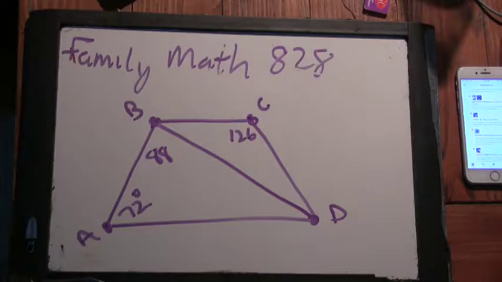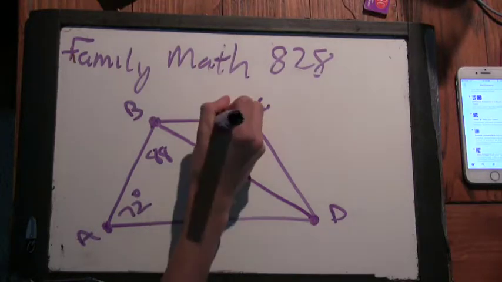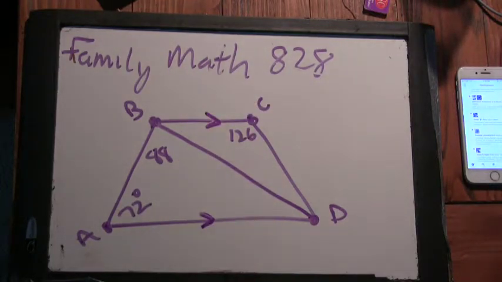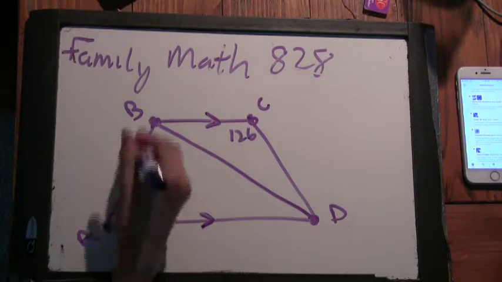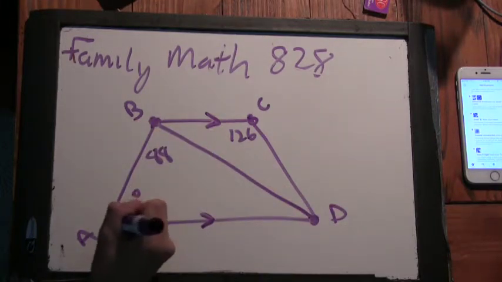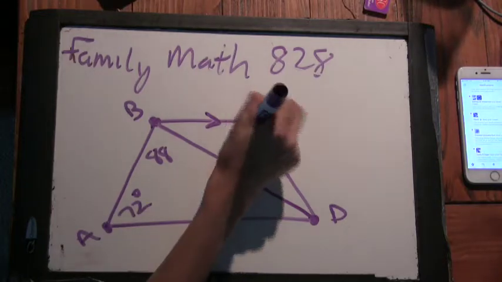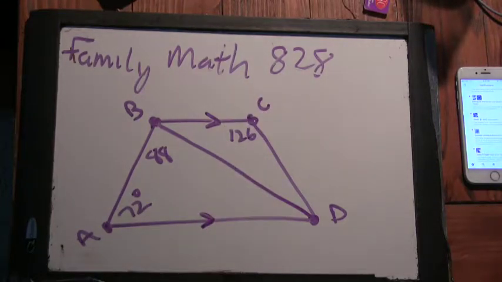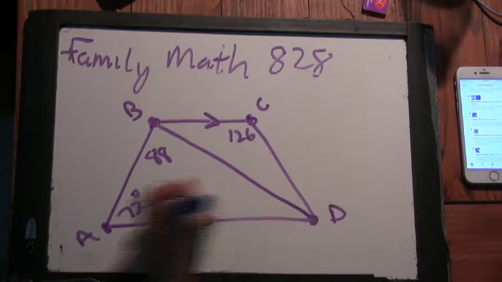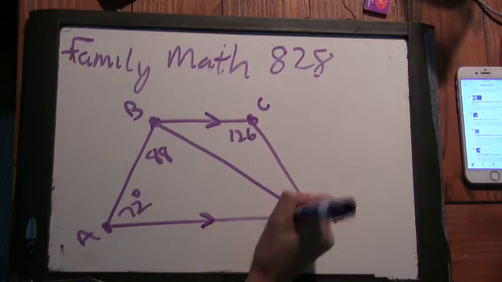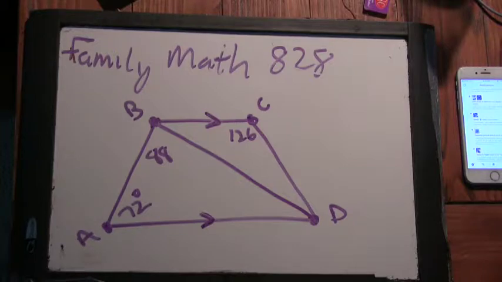So ABCD is a trapezoid with BC parallel to AD. Angle ABD is 88. Angle A is 72. Angle C is 126. And we're supposed to find angle ADC and angle CBD.